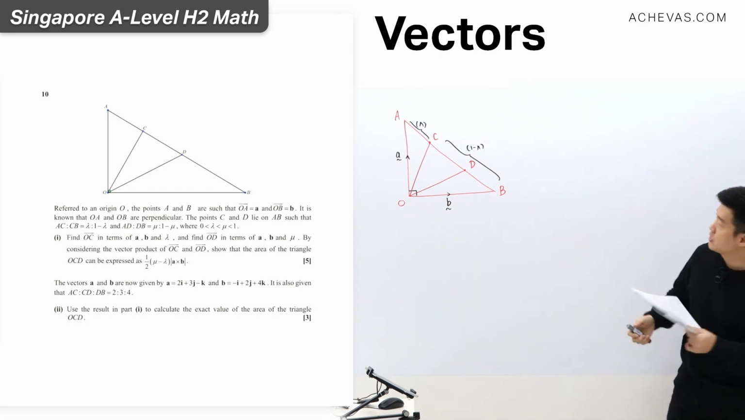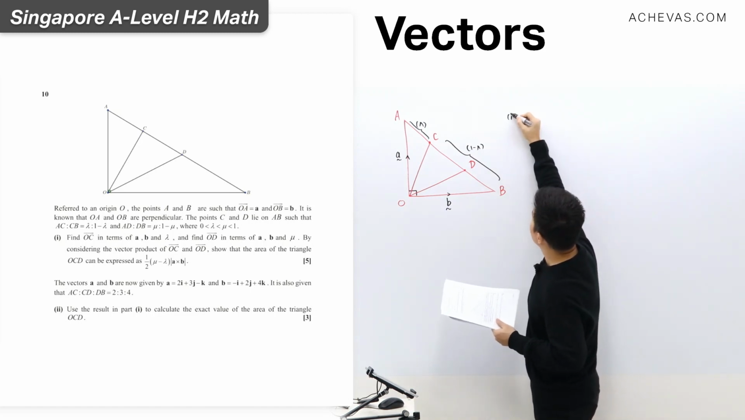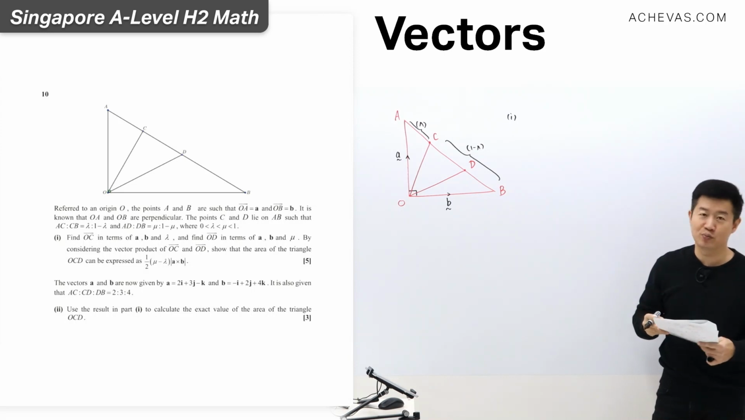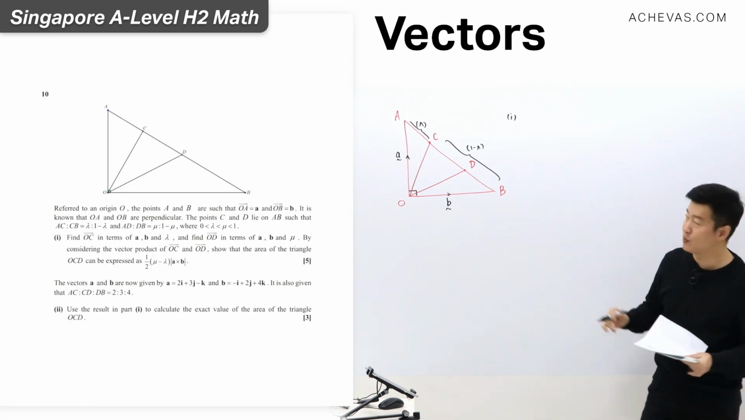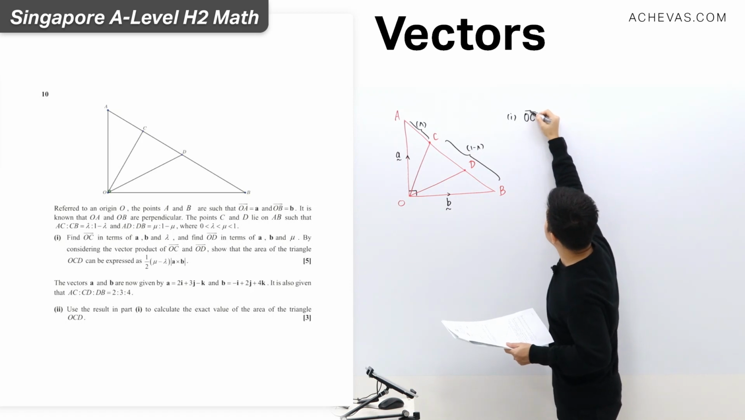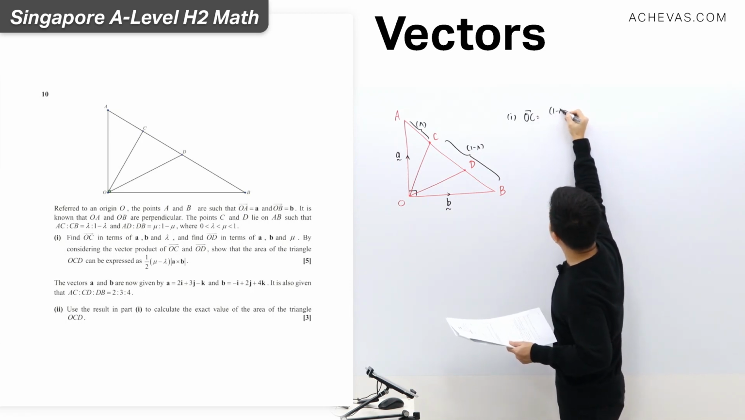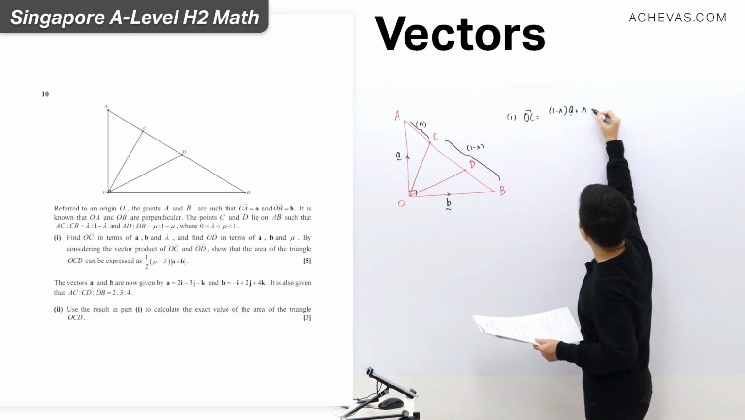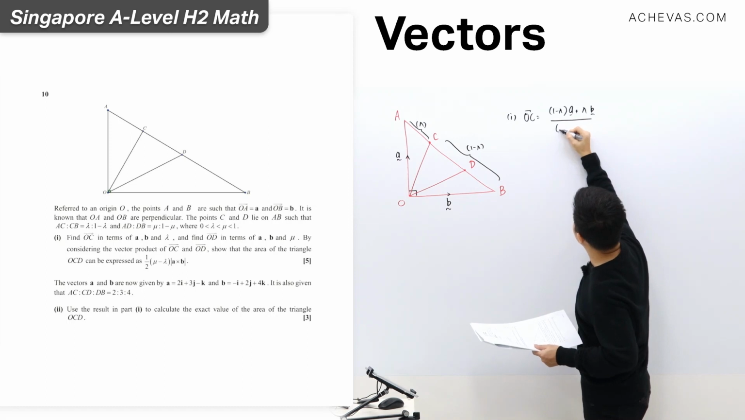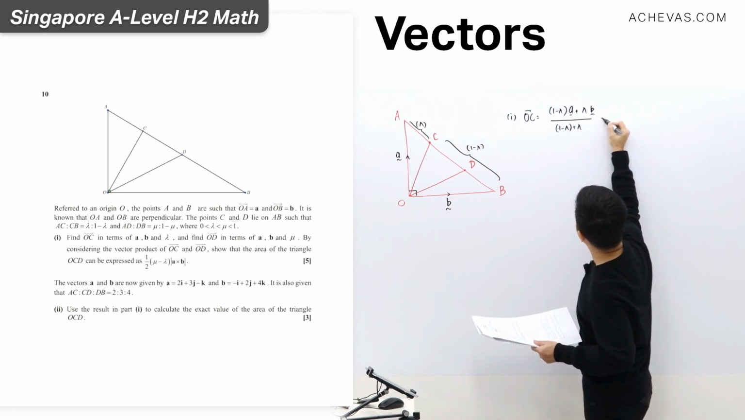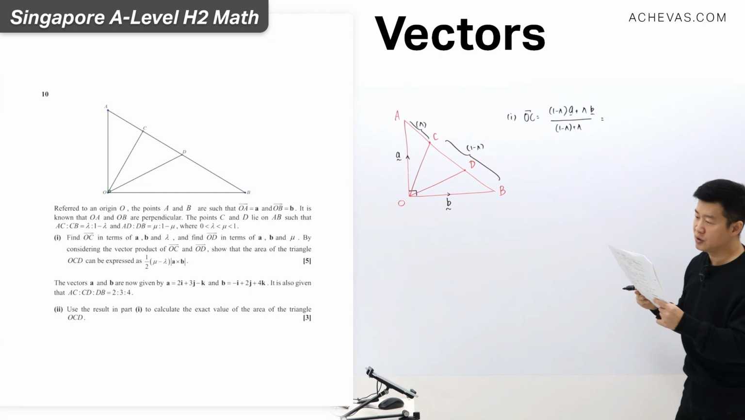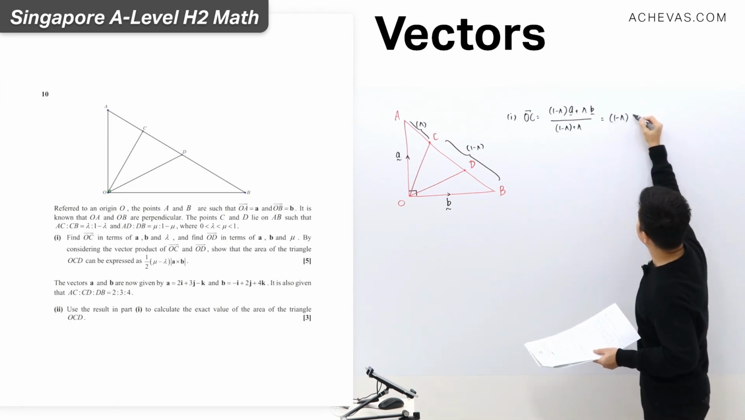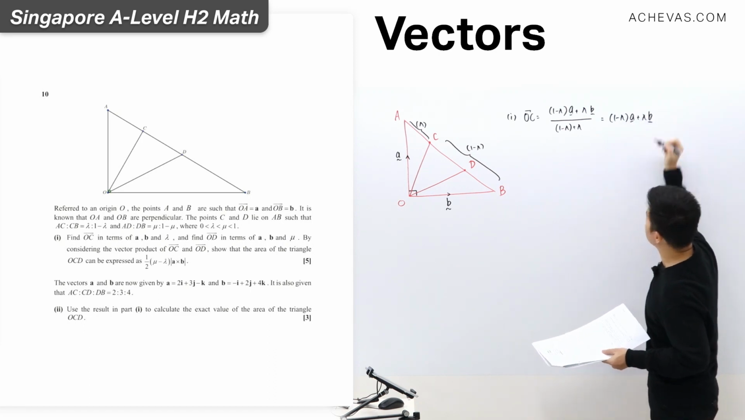So we have this, and the question asks us in part 1, we want to know what is OC. To find OC, this is super simple. It's a simple question. I'm going to use the ratio theorem. So OC is equal to (1 minus lambda) multiplied by A, plus lambda multiplied by B, divided by (1 minus lambda plus lambda). This is equal to (1 minus lambda)A plus lambda B.